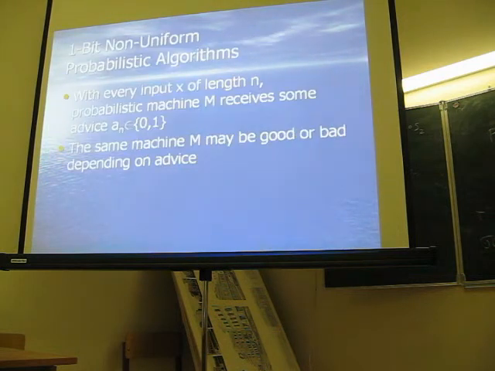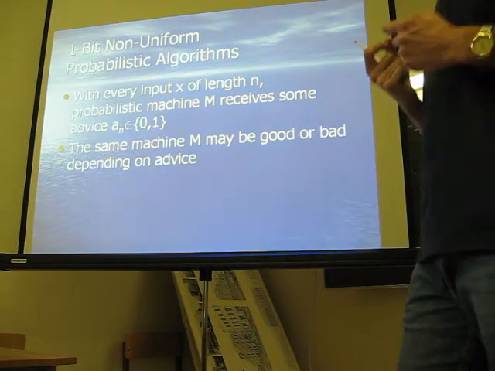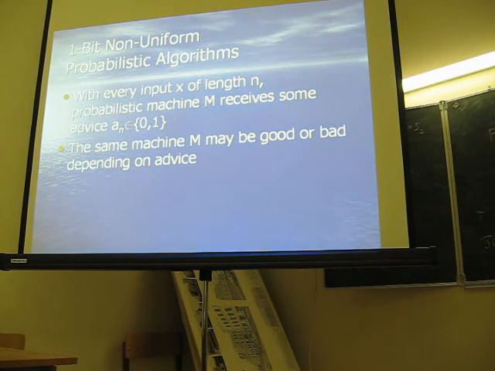But let us see some interesting application of diagonalization. So let us try to prove a time hierarchy for one-bit non-uniform algorithms. Those algorithms are quite similar to uniform ones, but they're somewhat different. A one-bit non-uniform probabilistic machine is just a probabilistic machine that with every input x of length n receives one bit of advice a_n. So if you are a machine, with every input you receive some additional bit that might tell you some very important information, and this bit is the same for all inputs of the same length, but may be different for inputs of different lengths. And again, the same machine M may be good or bad depending on advice. With some advice M may be good, and with some advice it may be bad, may violate the promise to have its error bounded.